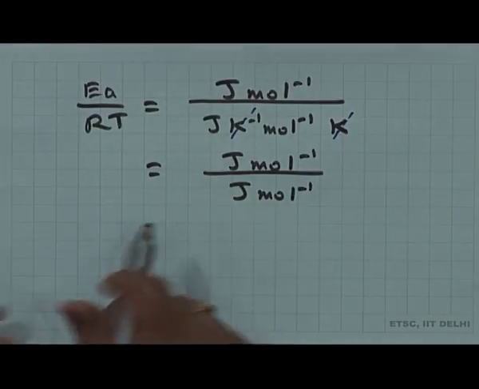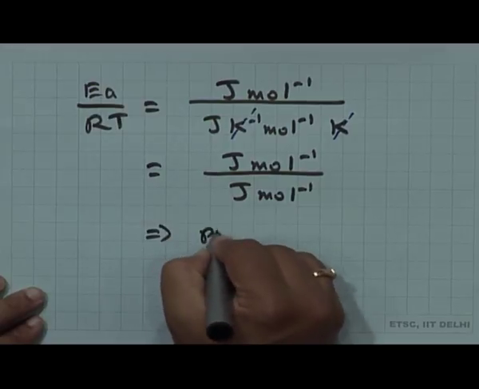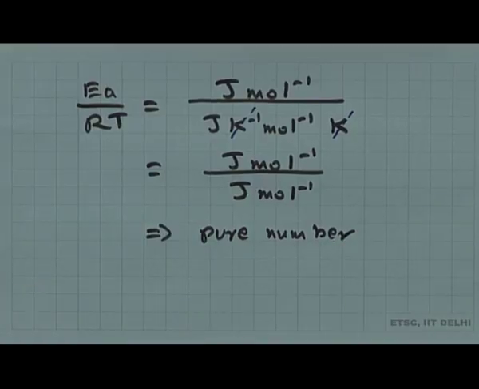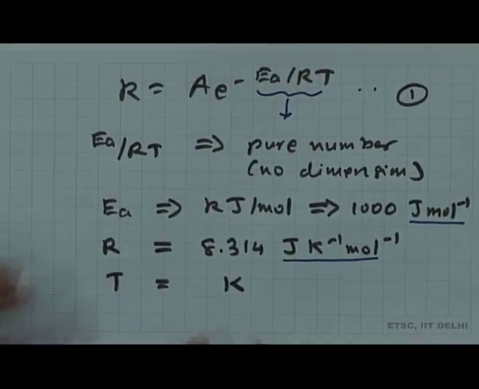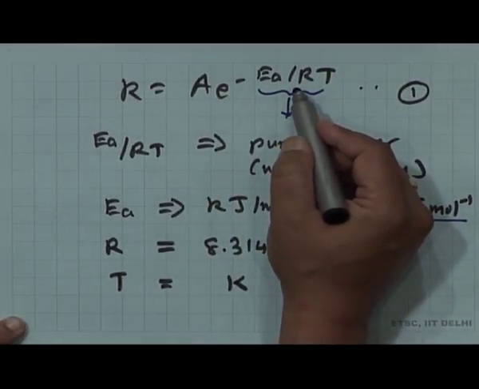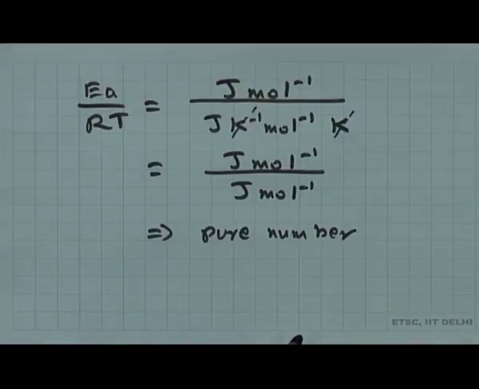So, what I am having is a pure number. If I am having a pure number, I am absolutely fine with this expression, because this is the power of the exponent, and it has to be dimensionless, that is a pure number, and we just proved that it is indeed a pure number.